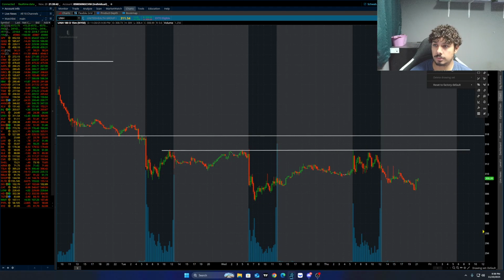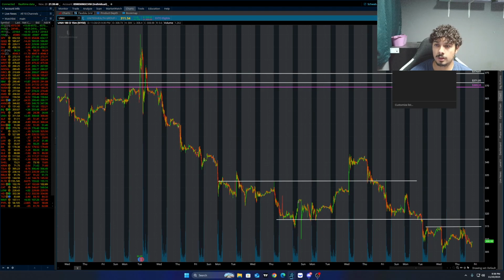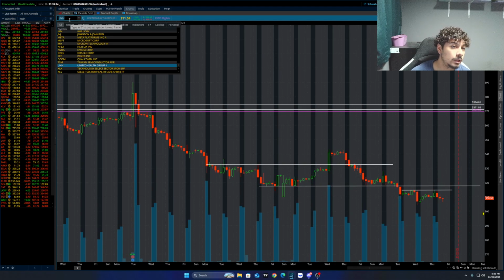Same thing, I'd keep that level for the next couple days, see how it reacts. But as of now, I'm still in shorts with that, unless it breaks above that level. Next, XLF.